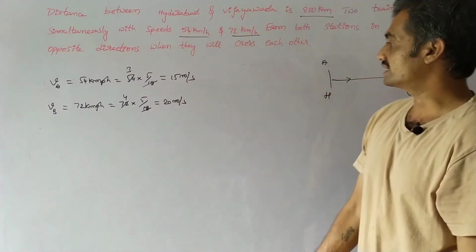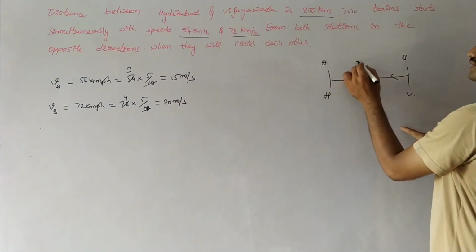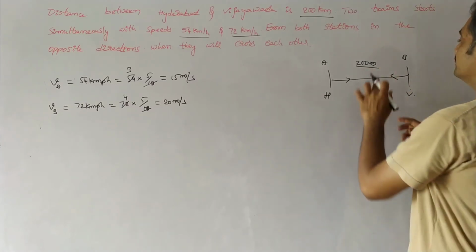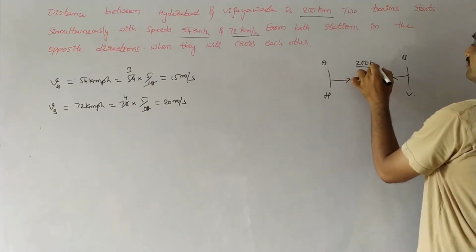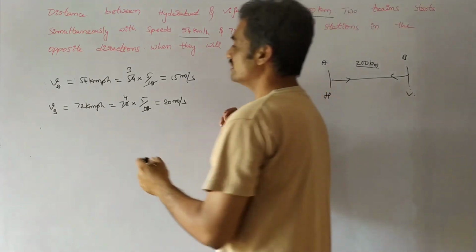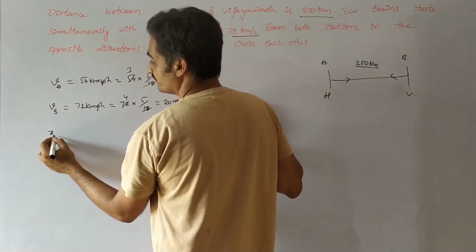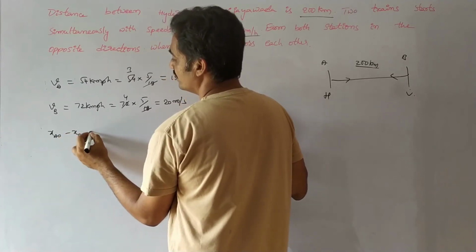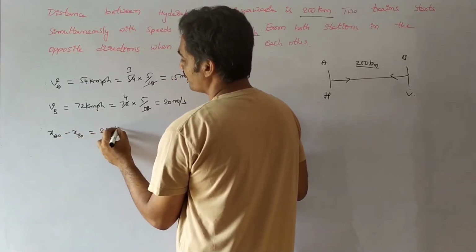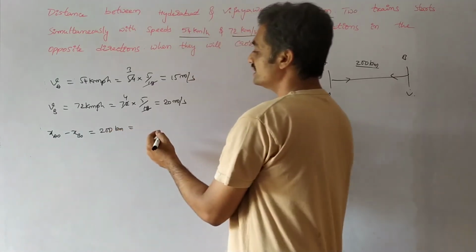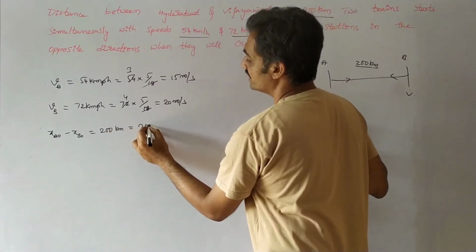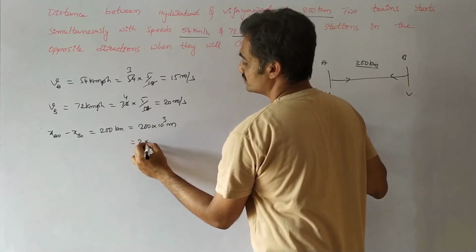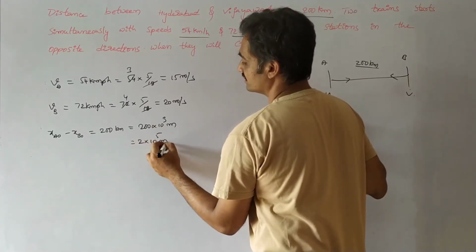The distance between these two cities, Hyderabad and Vijayawada, is 200 kilometers. Based on this, now we have to represent this distance based on the relative motion. Then we can represent it as X_AO minus X_BO equals 200 kilometer. If you convert it into meters, we have 200 into 10 to the power of 3 meters, or we can also write it as 2 into 10 to the power of 5 meter.